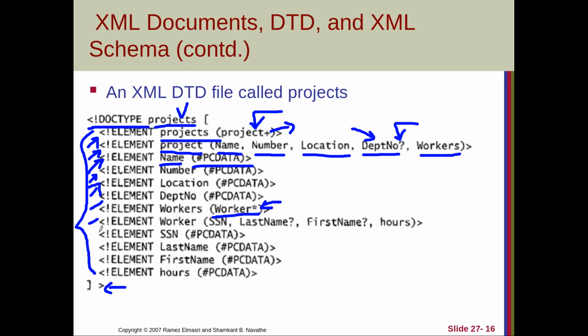The next element, worker: SSN, last name with a question mark symbol, first name with a question mark symbol, then hours. Then again further, element SSN, #PCDATA, string type. Then another element, last name, again #PCDATA, first name, again #PCDATA, then hours, again #PCDATA. So these are the conditions that are defined within an XML DTD document.